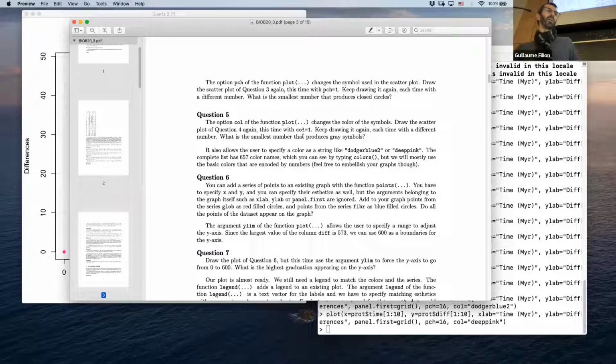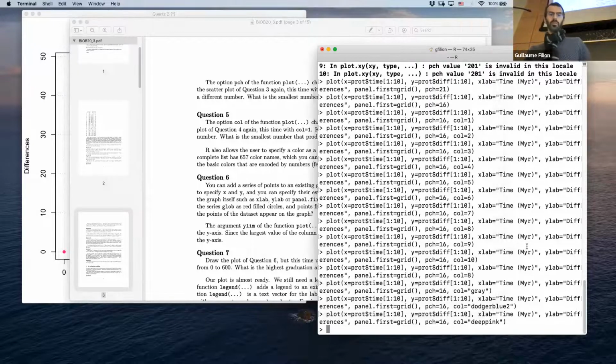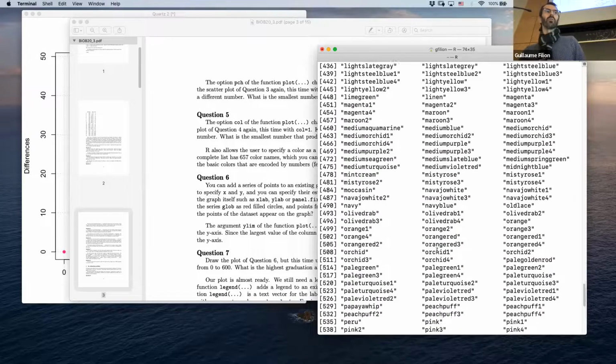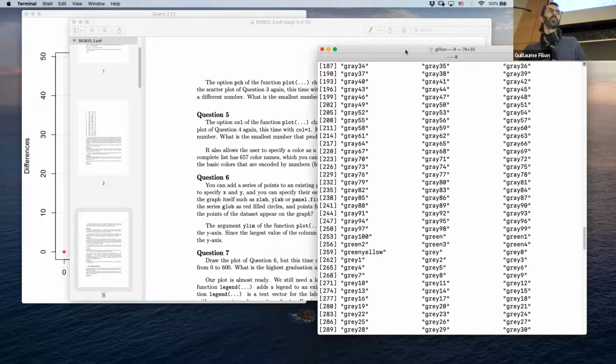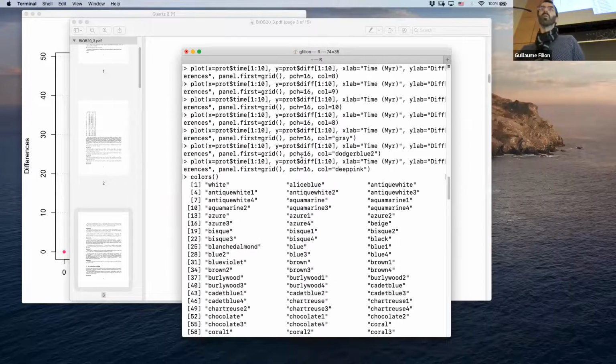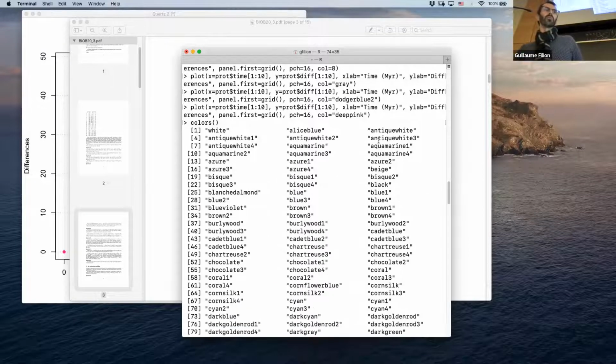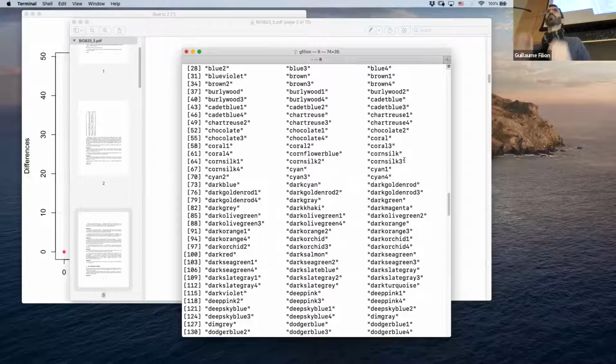You have many colors. Okay, the complete list has 657 color names, which you can see by typing colors. I'm going to do it just to show you what happens when you want to see all the colors. Okay, and so yeah, quite a lot of them. And there's a whole list here of colors that you can put as a string instead of the numbers from 1 to 8. Okay, if you want, for example, antique white 3 or aquamarine 4 or something like this, you can try to see what they look like. So it's really friendly for people who want to make plots with plenty of colors.